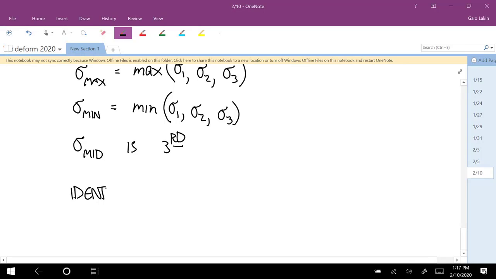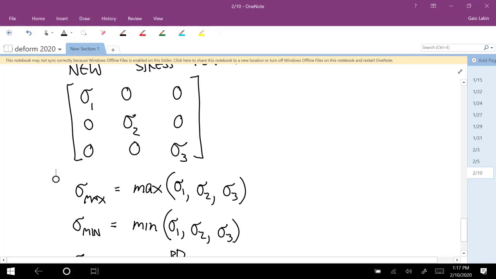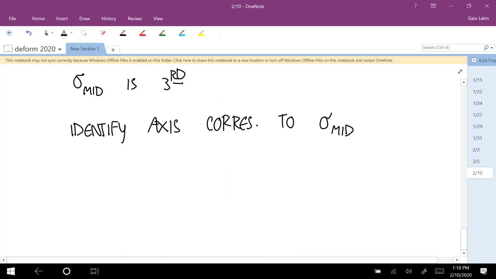Now identify the axis corresponding to sigma mid. Okay, so each of, this is 20, this is 5, this is 8, say, okay? So 20 is the max, 5 is the min, and that means the middle one is the z axis, okay? Then if you rotate your coordinate, so now rotate the coordinate system plus or minus 45 degrees about that middle axis.